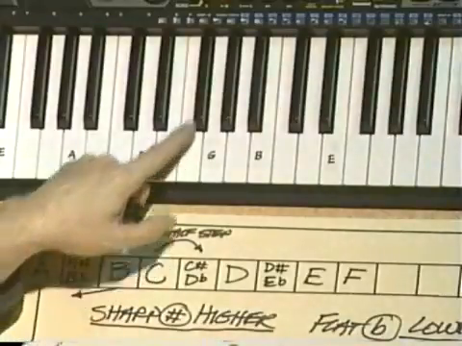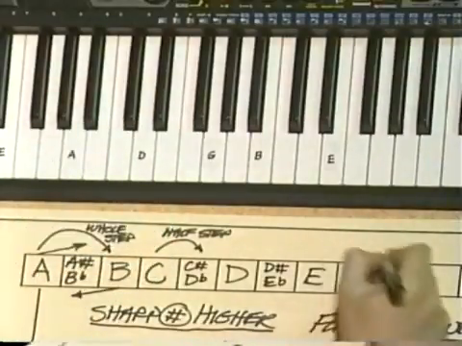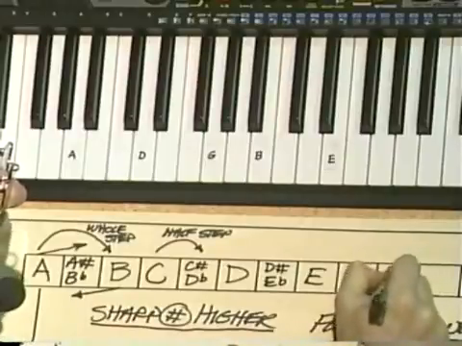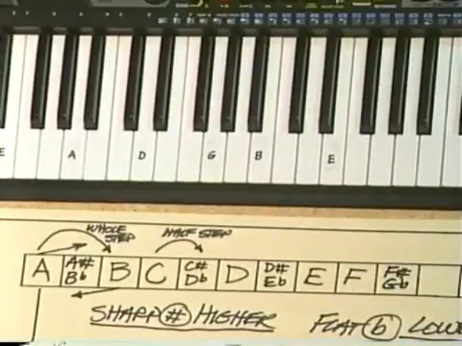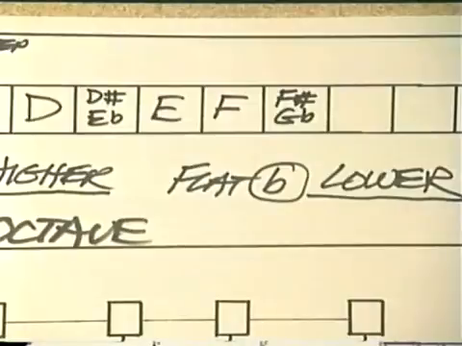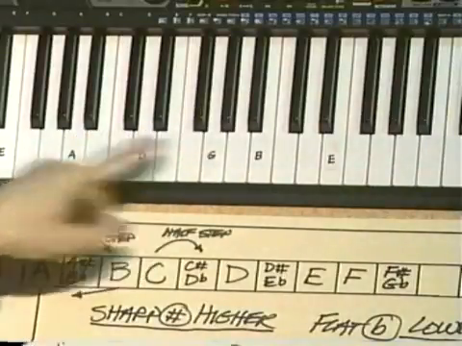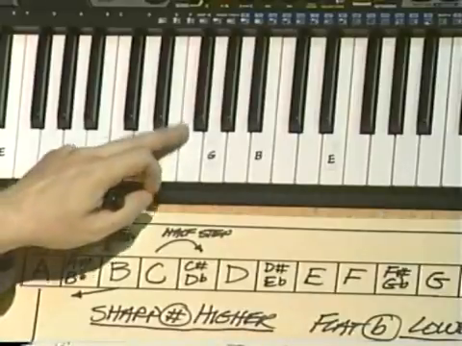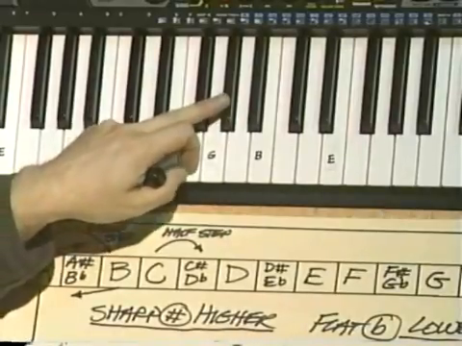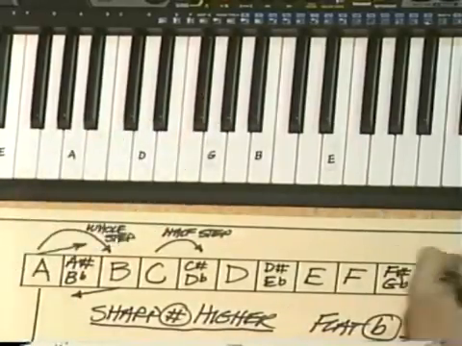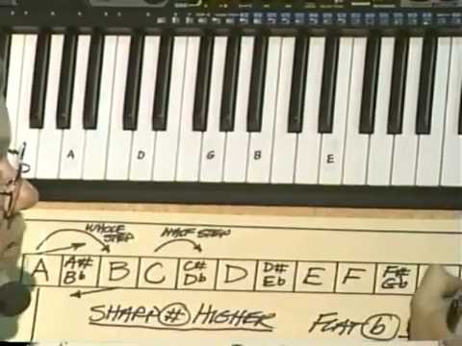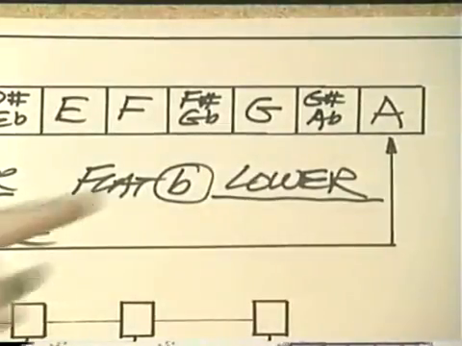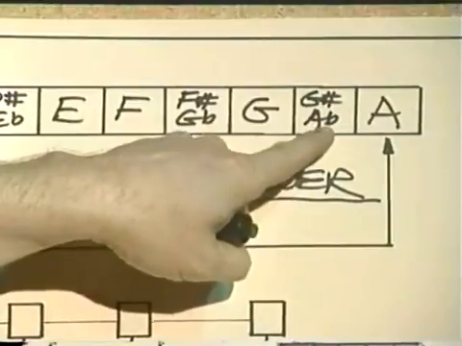After F, there is another black key. That would be, of course, F sharp or G flat. Two names for the same note. After that black key, there's another white key. That, of course, would be G. And then finally, we have one more black key right there. The middle black key in the group of three would be G sharp or A flat. And there it is. That's your 12th note right there.